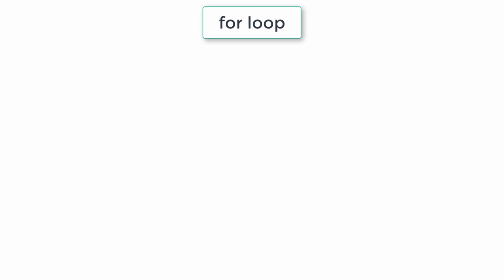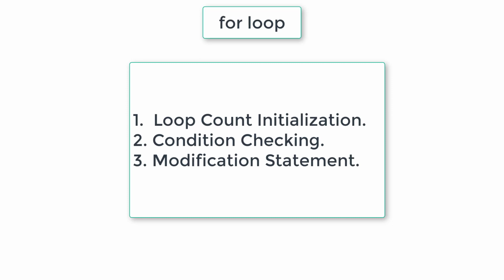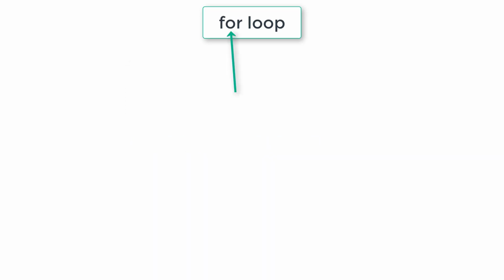Today let's learn about another loop control statement, that is for loop. Like with any other loop control statements, for loop is used to repeatedly execute certain set of instructions. For loop allows us to specify three things in a single line, that is loop control initialization, condition checking and modification statements. Remember, for is the keyword here.